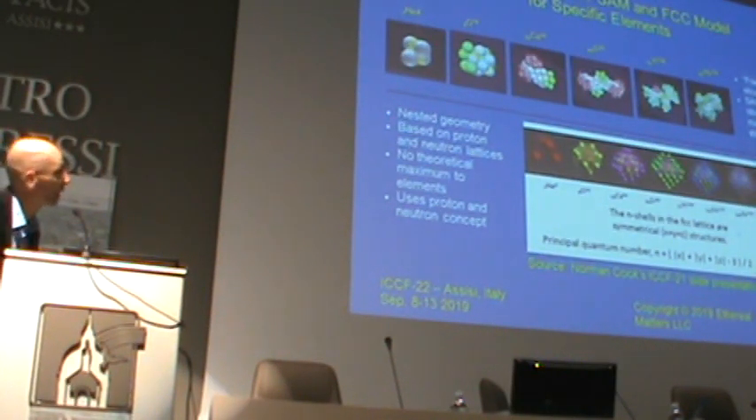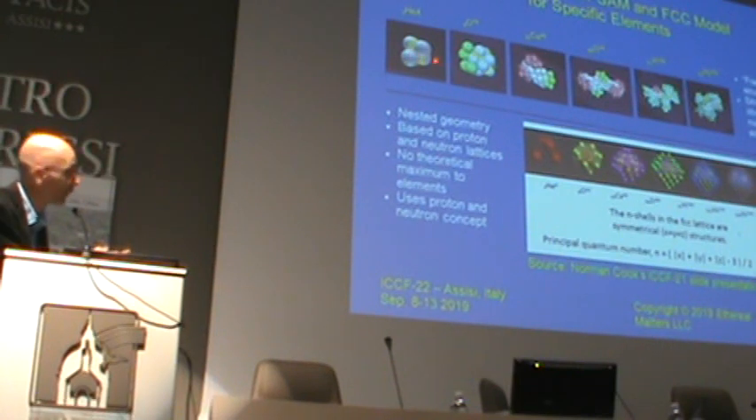The differences between the SAM and the FCC model for specific elements. Here we point out the structured atom model on top. This is the alpha particle, if you will. The alpha particle will be the fourth. And we show oxygen in comparison to what Norman showed: calcium, zirconium, ytterbium, I believe it is, and lead.